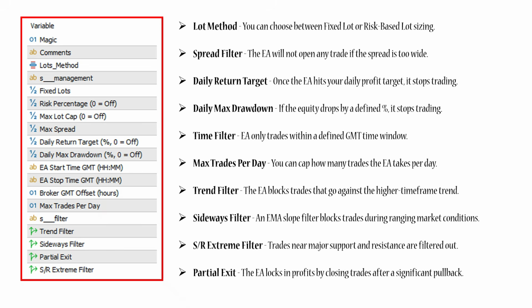Spread filter. The EA will not open any trade if the spread is too wide. This protects you from entering during news spikes or low liquidity periods when brokers widen spreads.